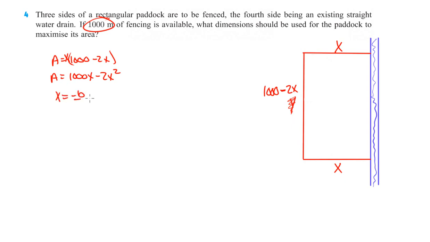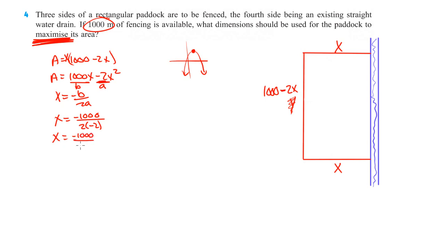Now what we want to do here is plug this into x equals negative b over 2a because we are trying to figure out how to maximize its area. So this here is going to be negative 2x squared. This is going to have some kind of negative graph here. We're looking for this point up here. So a is negative 2 and b is 1,000. So we've got x equals negative 1,000 over 2 times negative 2. So that's negative 1,000 over negative 4. So that's going to be 250.